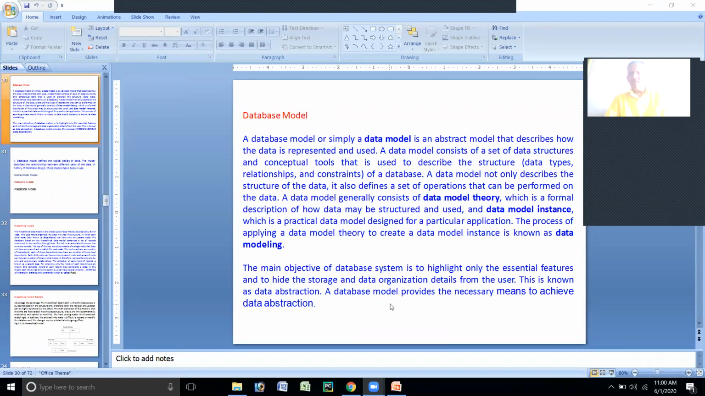A database model provides the necessary means to achieve data abstraction. Again, a database model is going to provide the feature of data abstraction. It means it's going to hide the storage and organization details of the data. So from all these, we have one mark question here. First thing is, what is database model? We should know. Any doubt concerning that?